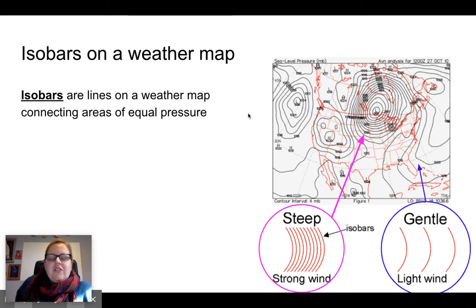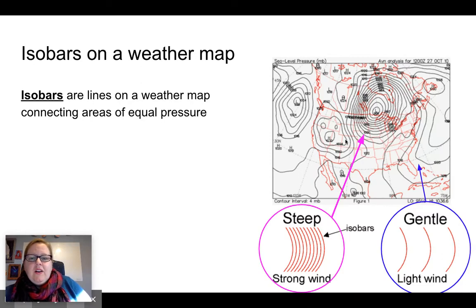An isobar is just a line of pressure showing you the pressure on a weather map. If you think back to when we talked about how we measure pressure, we use a barometer, and normal pressure with a barometer is 1,013 millibars. And if you look closer at some of these lines on the weather map here, you can see that this one right here says 1,024. So it's actually higher pressure, which makes sense because it's near a high on the map.